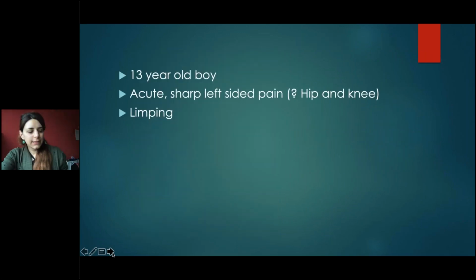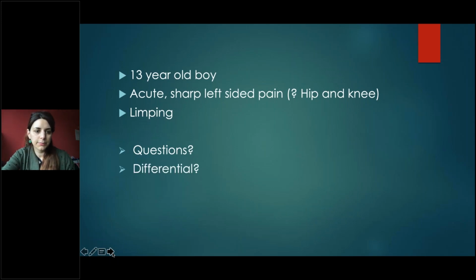And then moving on to a different age group, another limping child, but this is a 13-year-old boy coming with acute, sharp, left-sided pain. He's not sure if it's on his hip or his knee or both, but he's coming in limping. Any questions you may want to ask him? Any thoughts, questions you want to ask me? And what are your differentials?